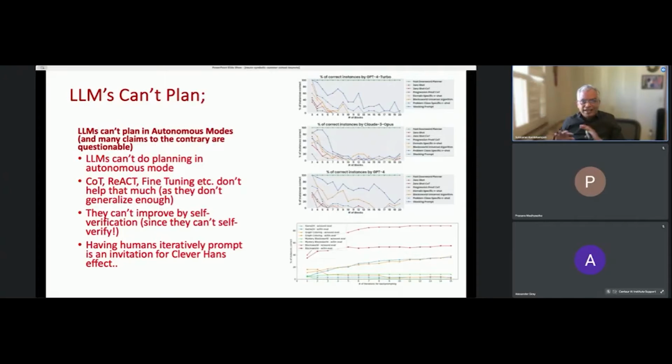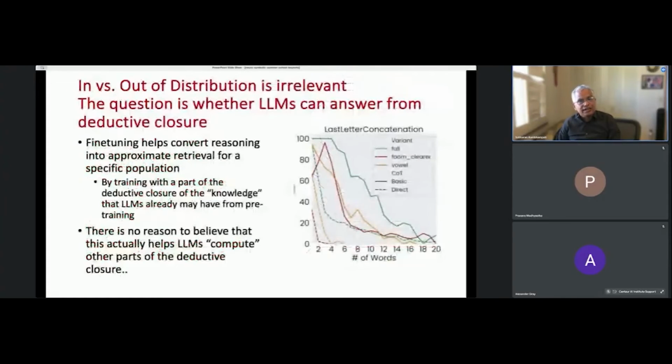Maybe, because it's not guaranteed in any which way that their self-reflection and their self-verification are guaranteed at all. And then having humans iteratively prompt is basically an invitation for the Clever Hans effect, where you wind up solving the problem and essentially give the credit to LLMs.